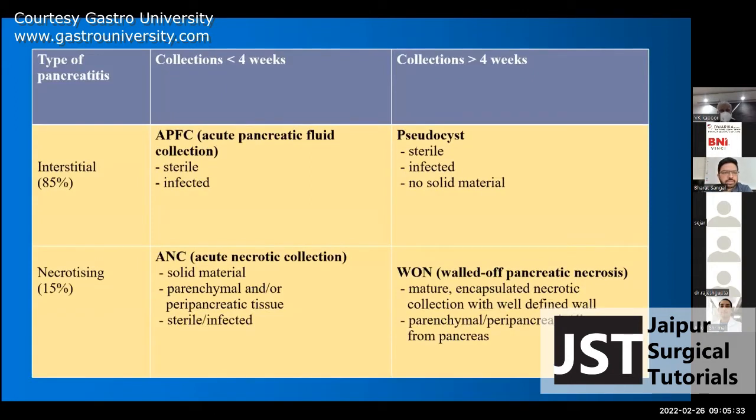Just a quick understanding of the types of pancreatitis. The most common is the interstitial, which is around 80 to 85%, and the necrotizing, which occurs in around 15 to 20%. Now, in these, there is a complication of an acute fluid collection, which can be sterile or infected, or a pseudocyst, which forms around it after 4 weeks. The same applies to acute necrotizing pancreatitis. Within 4 weeks, it is called an acute necrotic collection, which can again be sterile or infected, or walled-off pancreatic necrosis. It has been shown that infection usually occurs after 2 weeks of the inciting index pain.